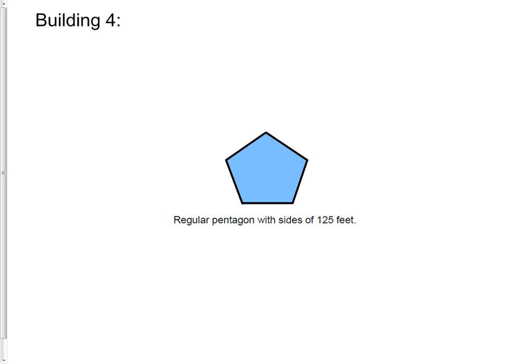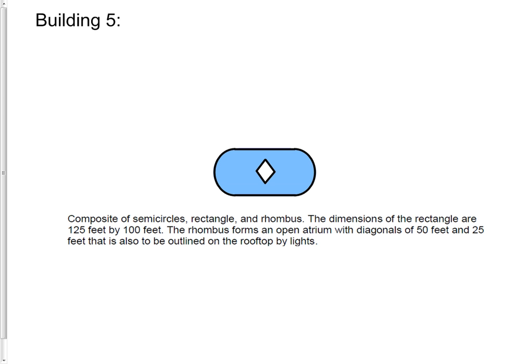Building 4 is going to be pentagon shaped again, but this one will be a regular pentagon rather than the irregular pentagon we saw a couple of buildings ago. And our regular pentagon is going to have a side length of 125 feet. Building 5, rather strange one.